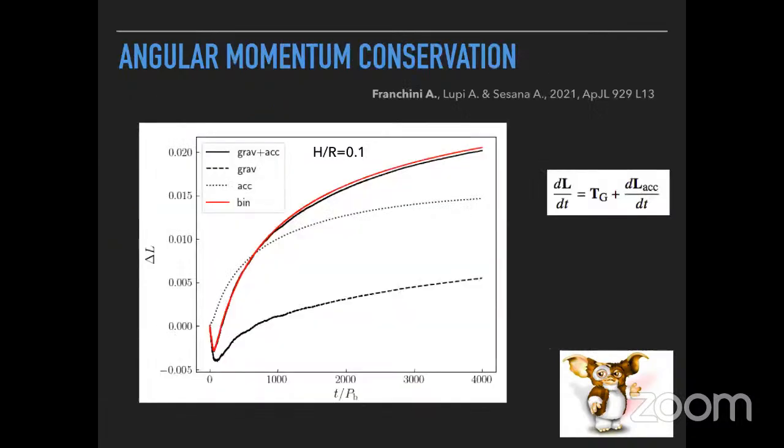We tested the angular momentum conservation of this approach, and it's almost perfect. So here you see the cumulative change of the angular momentum of the binary in red. And the thick black line, which is the sum of the gravitational and accretion contributions, is basically almost perfectly consistent with the binary angular momentum. This means that we are conserving angular momentum even with the particle splitting, which is not trivial because the splitting technique introduces some noise. So we started just checking that and making sure that everything was working.